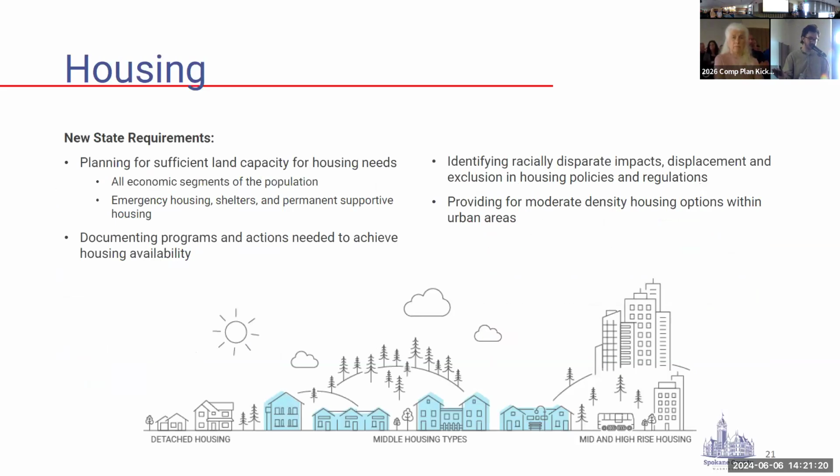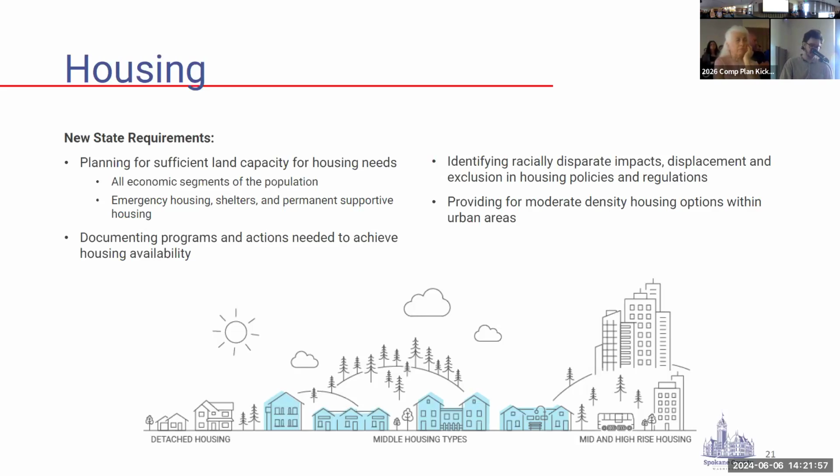But the way the state does this is through a couple new things. One of those is having land capacity for various housing needs, and they break this up by economic segments of the population. So we're looking at people that make 0 to 30% of the area median income, 30 to 50%, 50 to 80, and so on. And we also need to plan for land to contain emergency housing, shelters, and supportive housing. We also need to have programs and action plans to achieve our housing needs.